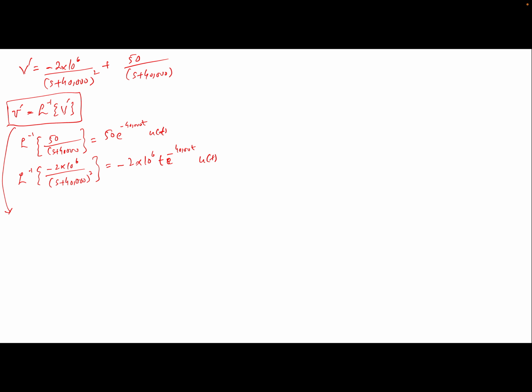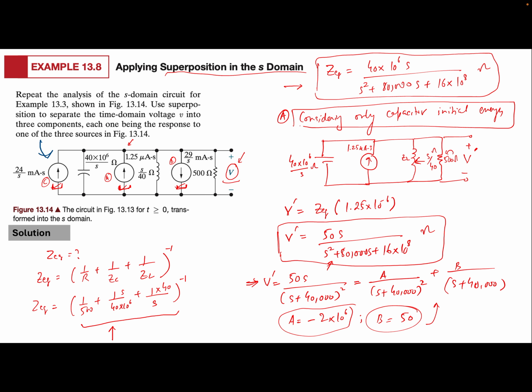So I can easily write this v dash in the time domain as 50 e raised to power minus 40,000 t minus 2 times 10 to the 6 t e raised to power minus 40,000 t, right? And this is u of t. Okay, awesome. So I ended up finding the component of this voltage value that was due to this energy source or this current source here.